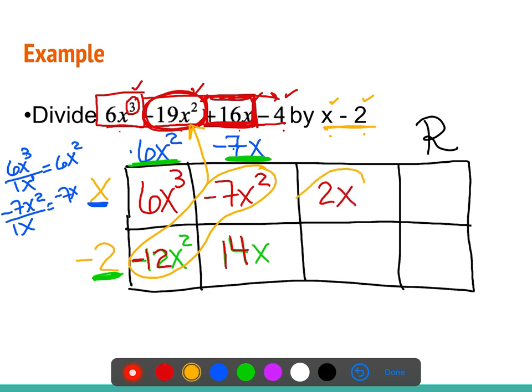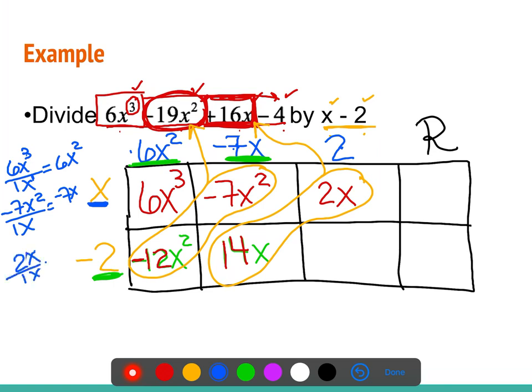Go back up to my top. I want 16 x's in the box. I already have 14 of them. So I need 2 more x's. So 2x and 14x had better add up to 16x. And they do. And I'm going to keep repeating this process till I run out of boxes.